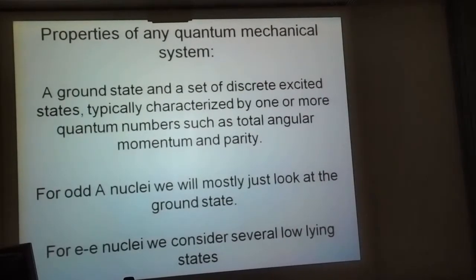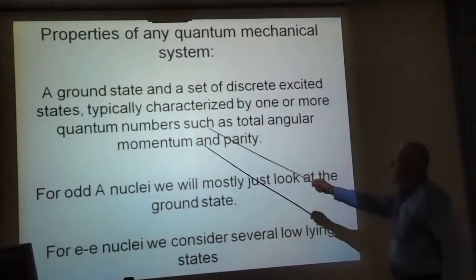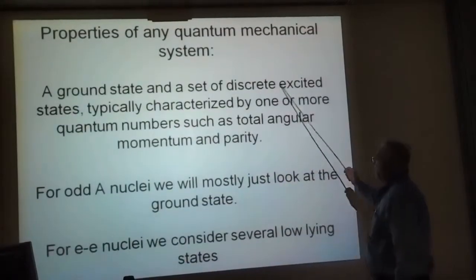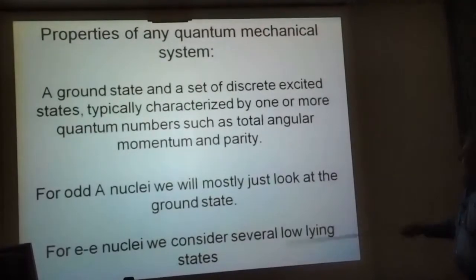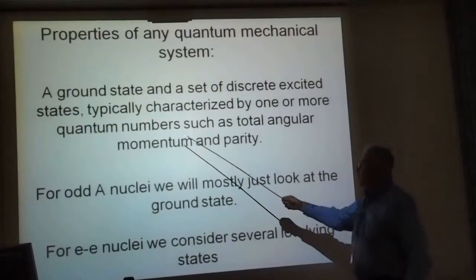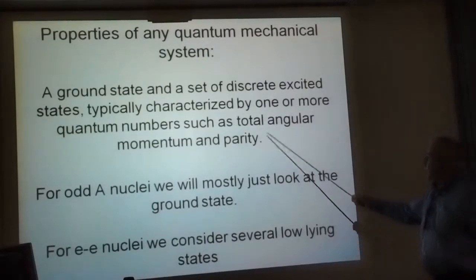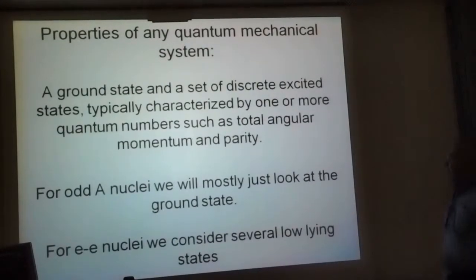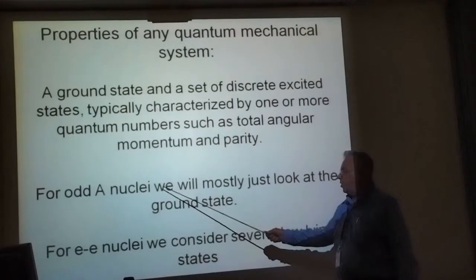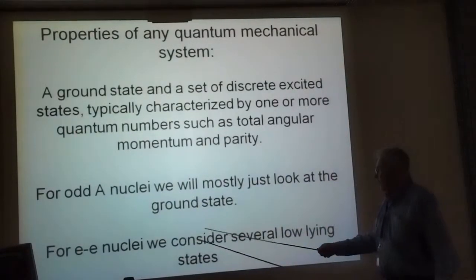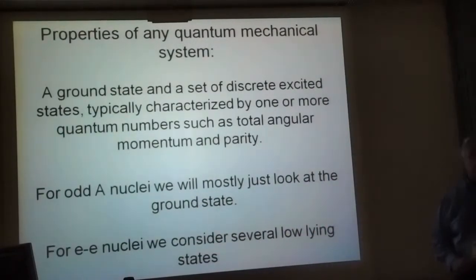Nuclei are quantum mechanical systems. Any quantum mechanical system is going to have a ground state, and generally speaking will have excited states. And these states typically have some quantum numbers. Among other quantum numbers, they will have angular momentum and parity. For odd A nuclei, we're mostly just going to look at the ground state. For even nuclei, we'll consider several states.